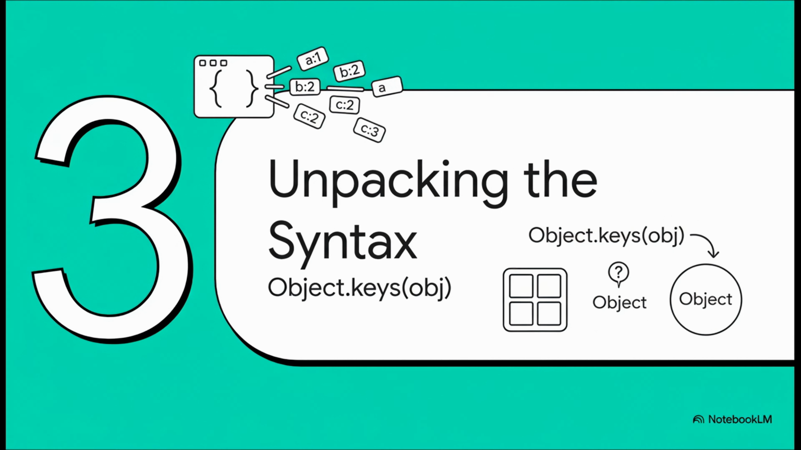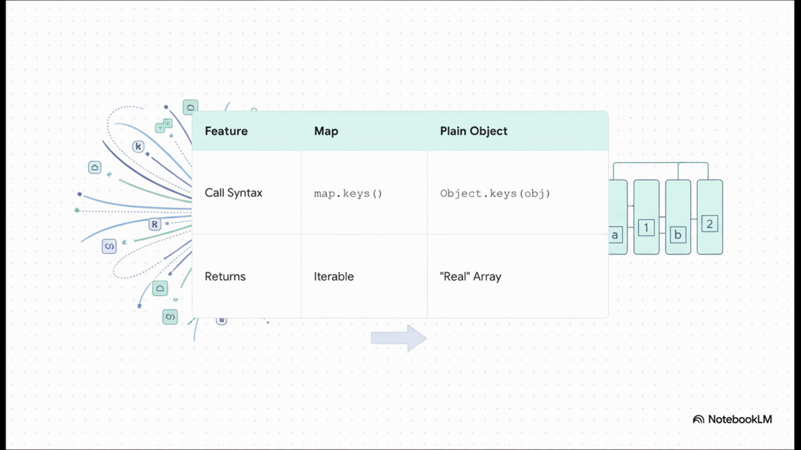Okay, so you might be thinking, why is the syntax like this? Why Object.keys(user) and not just user.keys, like we do with maps? That's a fantastic question because there's a really smart reason for it. If you look at this table, you'll see two major differences. With a map, you call the method on the map instance itself, and it gives you back an iterable, which is cool, but it's not a full-blown array. But with Object.keys, it's called on the global Object itself, and bam, you get a real honest-to-goodness array back with all the methods you know and love.